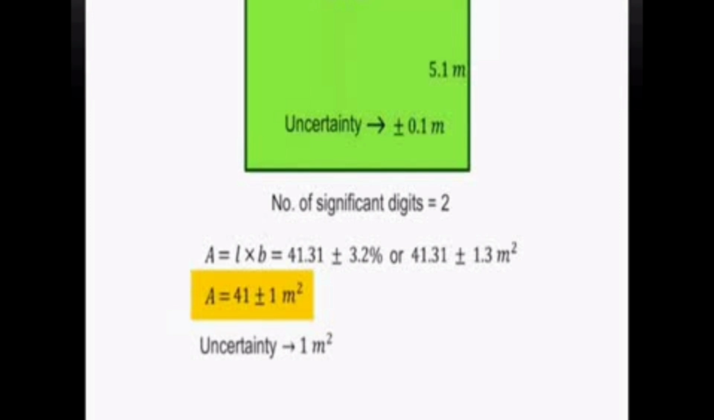We are rounding up that value. So the uncertainty is 1 meter square. That 1 meter square is not a certain value, it's an uncertain value. That means it will change. So the number of significant digits is 2. Okay, significant numbers are 2.